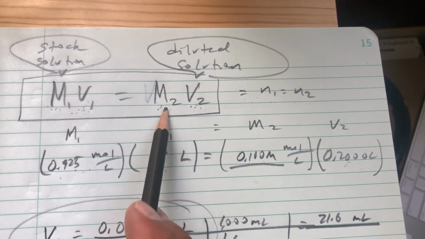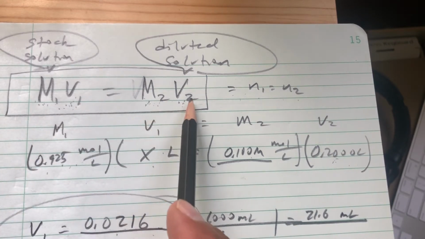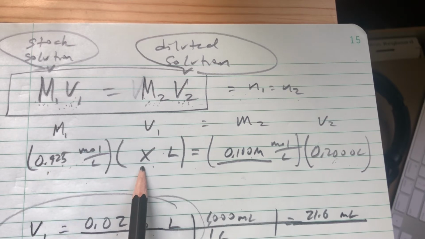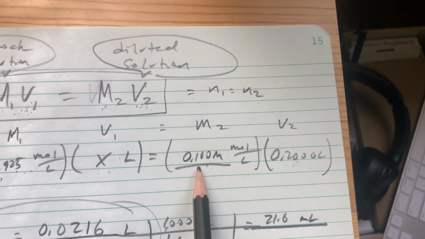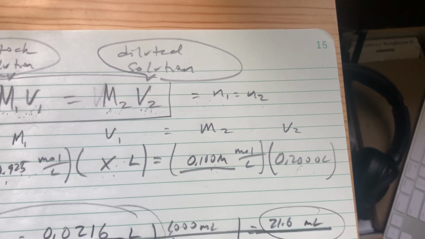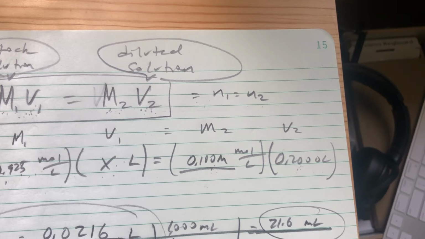So anyway, you go M1V1 equals M2V2. The book uses M stock times V stock equals M diluted times V diluted, same thing. I put in my starting molarity of my stock solution, 0.925, and I don't know how much of it I need, but I do know that I want to make M2, which is 0.100 molar NaCl, and I want 0.200 liters, so 200 milliliters. Solve for x, and I end up with a volume of 0.0216 liters. Convert that to milliliters, it's 21.6 milliliters. So in order to make the solution, I need to add water to about 22 milliliters of stock solution until the total solution is 200 milliliters.